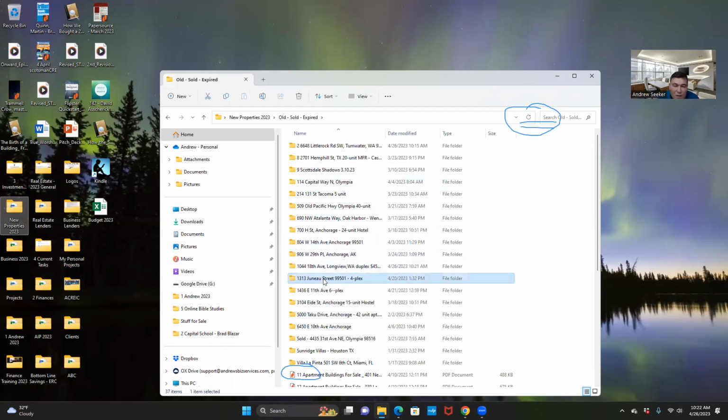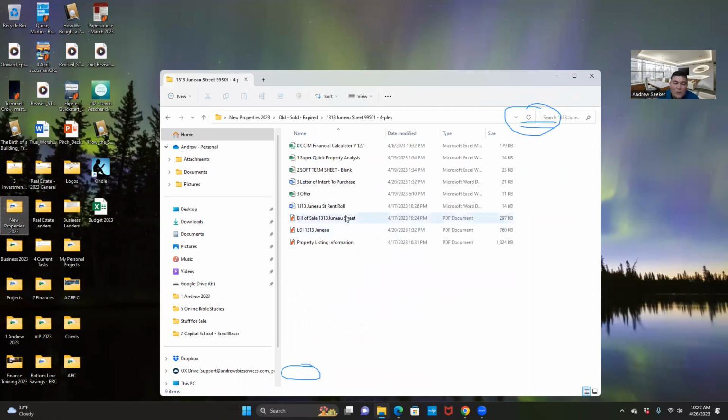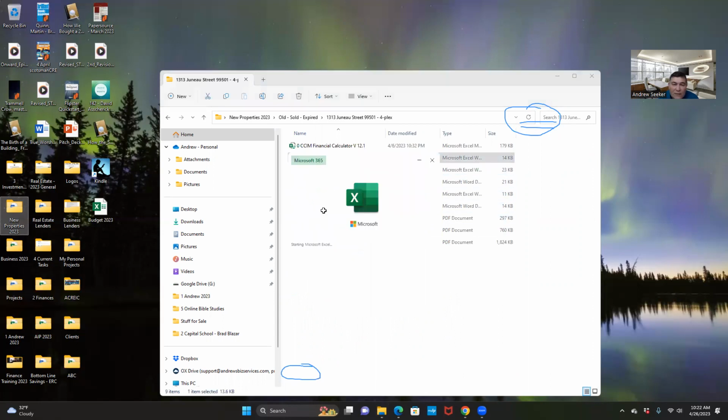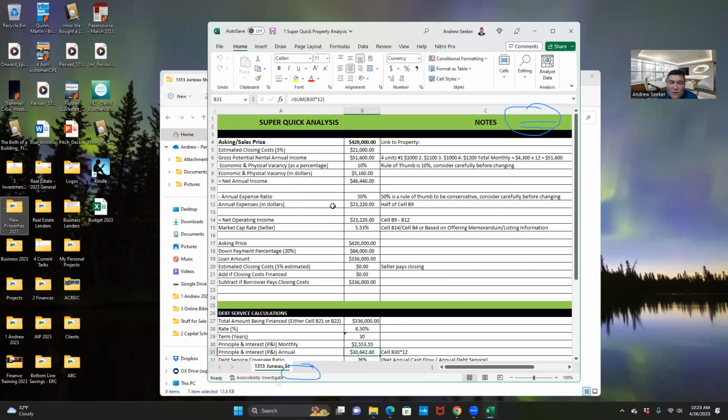Juno Street. Oh yeah, this is one I took a look at recently and I really, really liked it. I liked it so much that I actually did have a letter of intent to purchase. This one was 420, or no, that was their asking price. So it came out to about a 5.53% cap rate. I did my 50% expense ratio. I took out my 10% for vacancy.